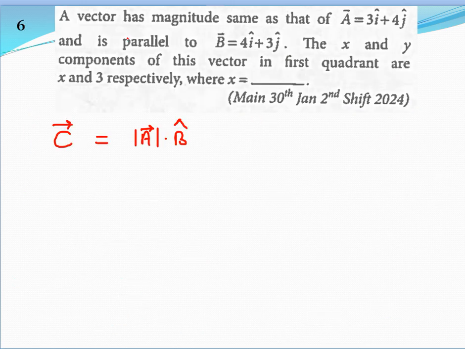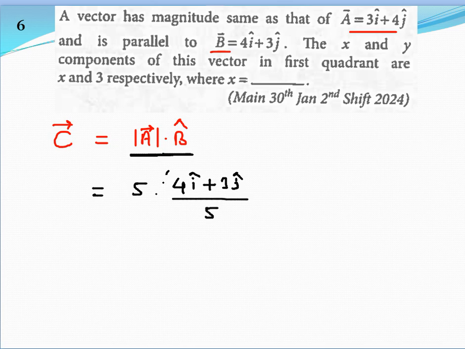Come to the next. They have given a vector C which has magnitude same as that of A and is parallel to B. We have to find a vector C which has magnitude equivalent to the magnitude of vector A in the direction of B. So modulus of A, given as 3 i cap plus 4 j cap, is 5, and B is 4 i cap plus 3 j cap, and again the modulus is 5. Now just solving, cancel out these 5 and 5, we get 4 i cap plus 3 j cap.